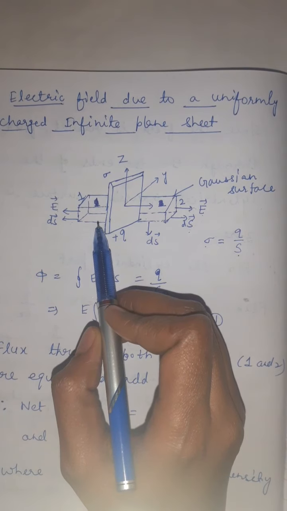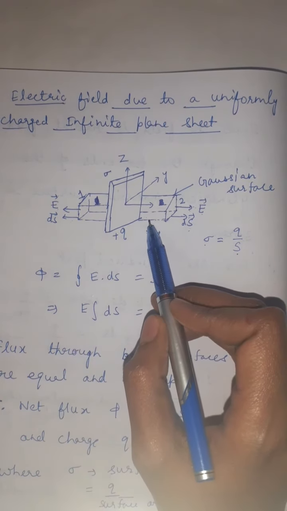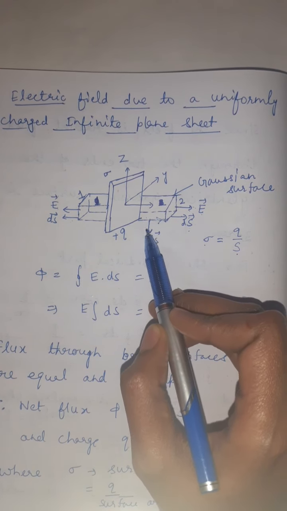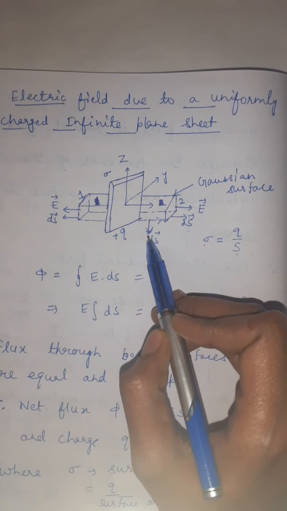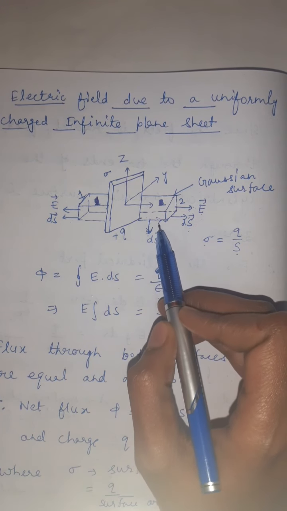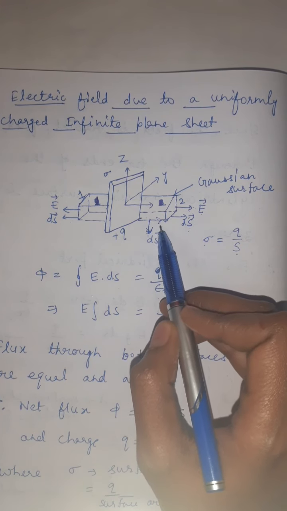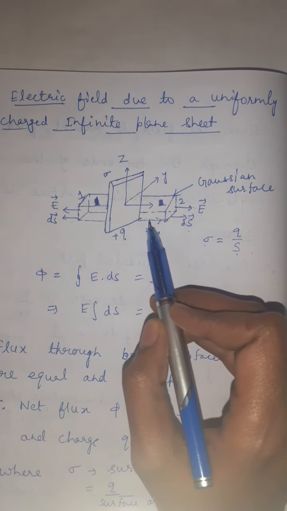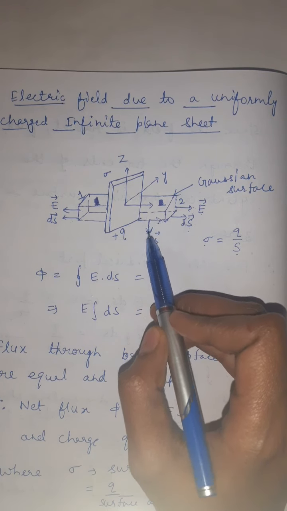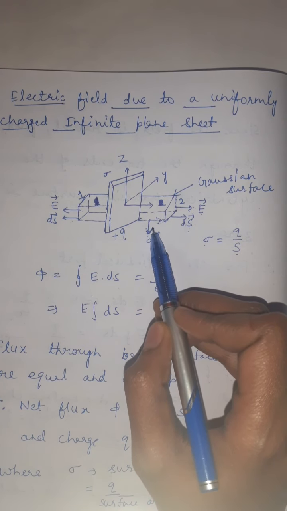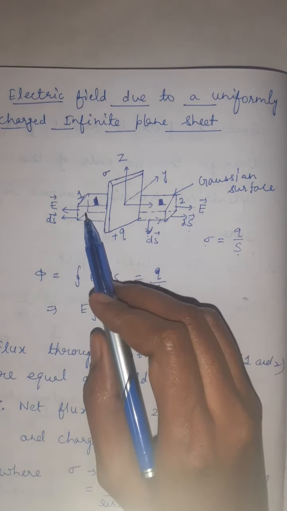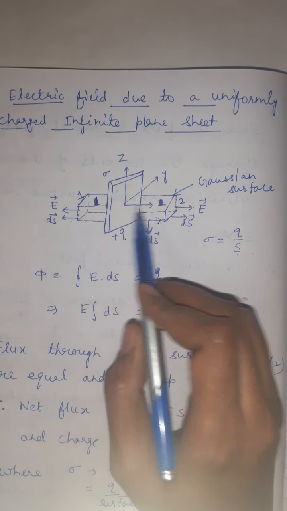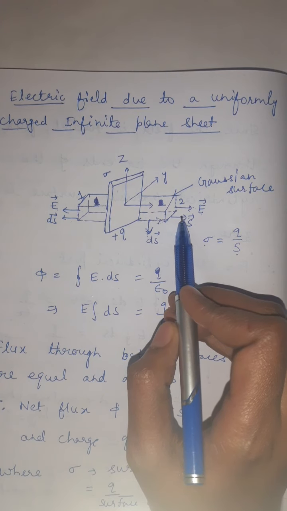But in this third surface, the electric field is in this direction and the surface area, which is normal to the surface, is in the perpendicular direction. So there is a 90-degree angle between the electric field and this surface area. So there will be no flux outward from this surface. So the total flux will be equal to the flux from this surface plus the flux from this surface.